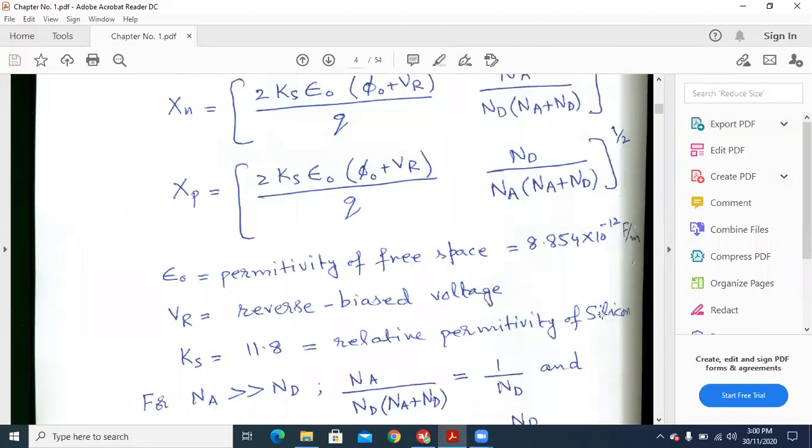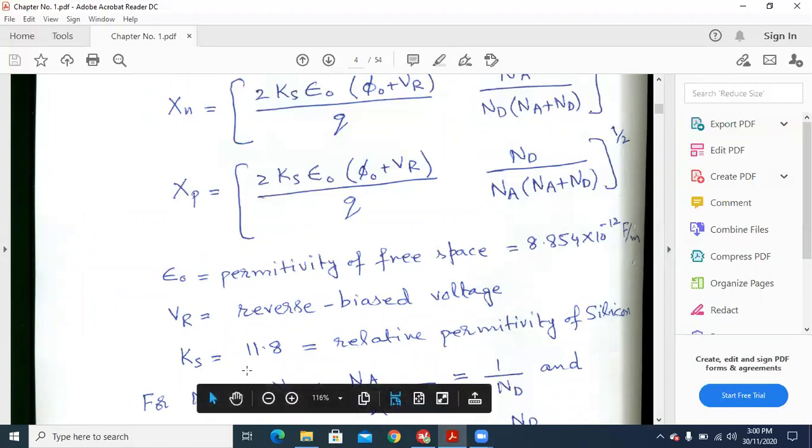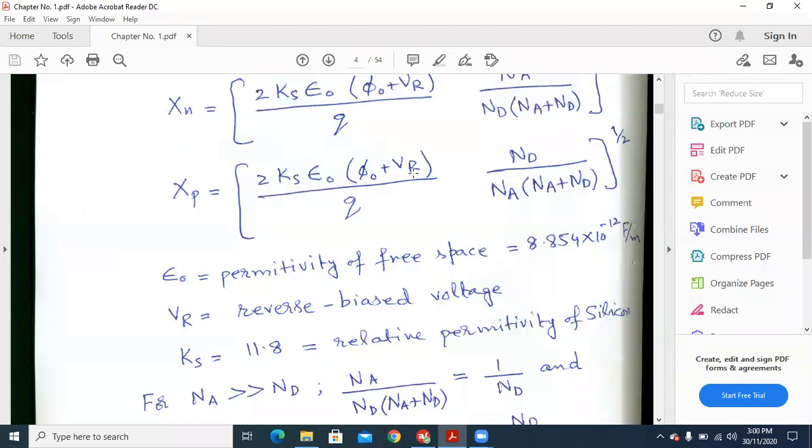Here we have the values of the constants: epsilon naught is the permittivity of free space, Ks is the relative permittivity of silicon, phi naught is the built-in potential of the PN junction, and Vr is the reverse bias voltage. So the width will be increased by the reverse bias voltage. Xp is a function of the reverse bias voltage because all other terms are constant in this relationship.